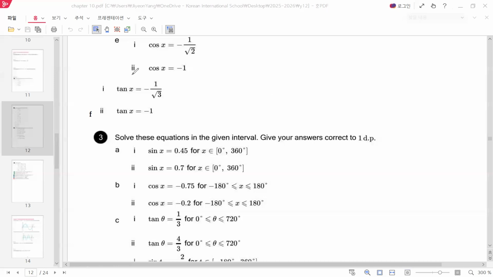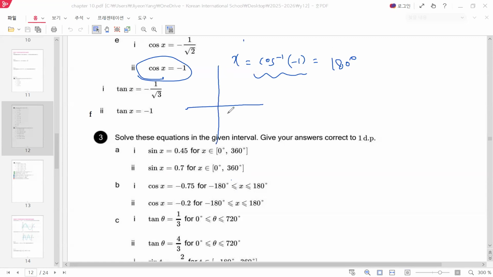Okay, students, let's try to solve this question. Cosine inverse of -1, okay? I think it's directly written on your calculator. By using your calculator, 180. Okay, this is the answer, because I am going to show you how to find this one.